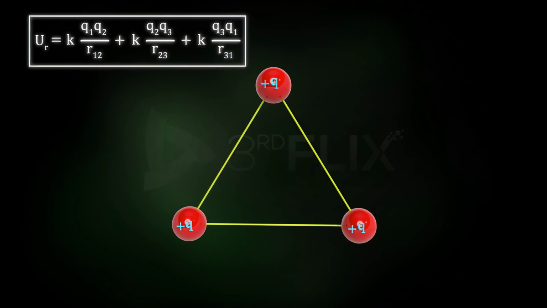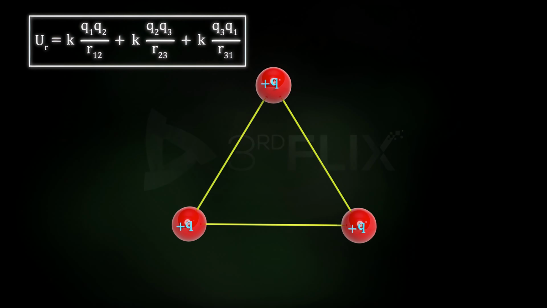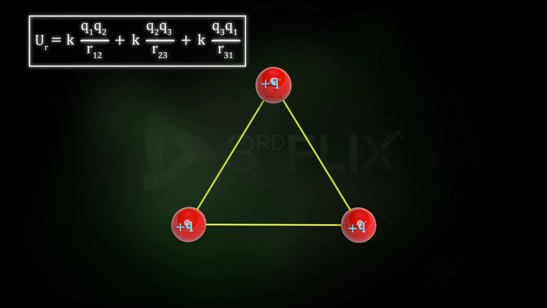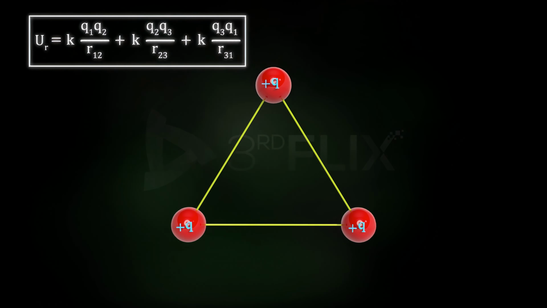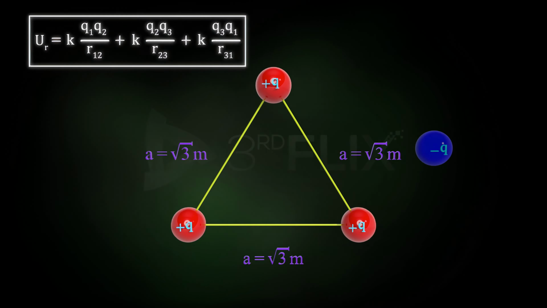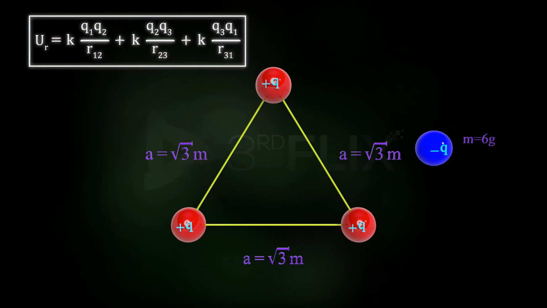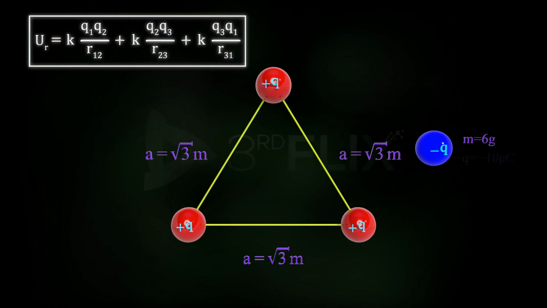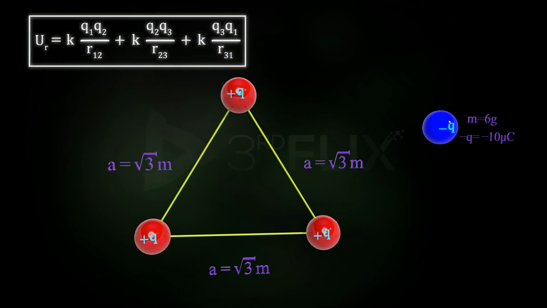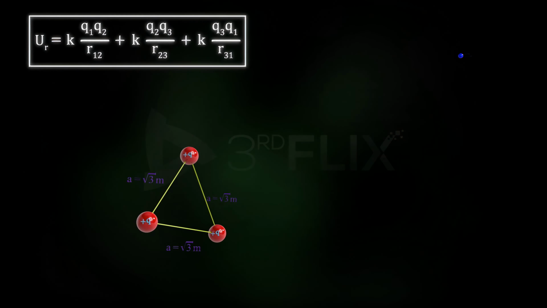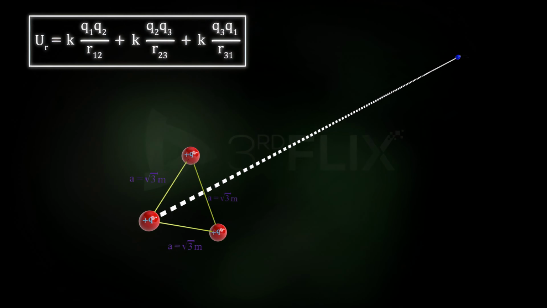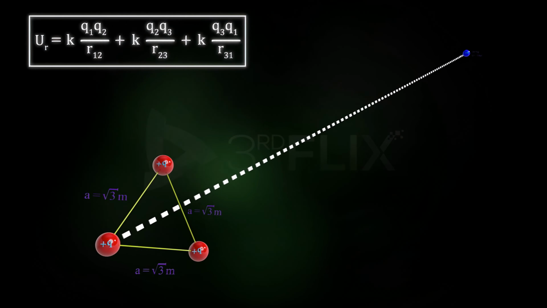Three positive charges, each plus Q equal to plus 10 microcoulombs, are fixed at each vertex of an equilateral triangle of side a equal to root 3 meters. A particle of mass m equal to 6 grams has a charge minus q equal to minus 10 microcoulombs. It is placed at a faraway point on one of the altitudes of the triangle. The particle is given a gentle push towards the centroid of the triangle.